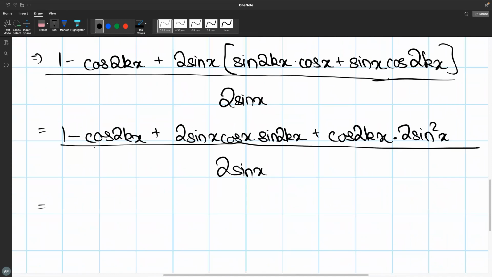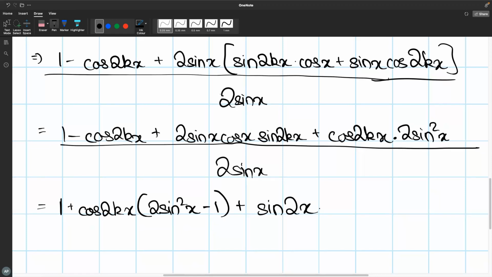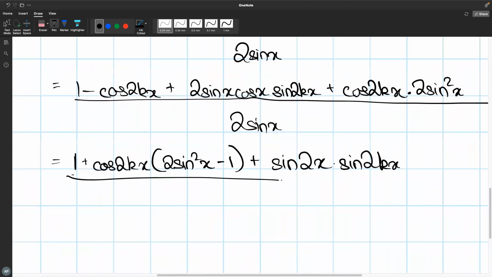Now, we see that we have a cosine 2kx here and a cosine 2kx here, but we have a minus over here. So what we can do is write this as 1 plus cosine 2kx multiplied by 2 sine square x minus 1 for this term, plus, over here we have 2 sine x cosine x, which is another trig identity, sine 2x, times sine 2kx, over 2 sine x. We're not going to cancel anything out right now, but we know that the 1 and the 2 sine x remain.